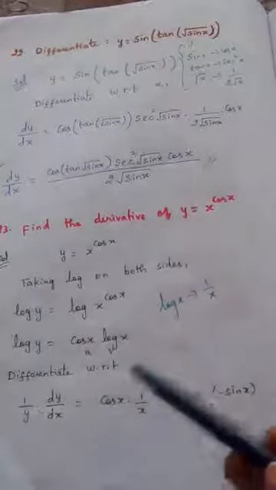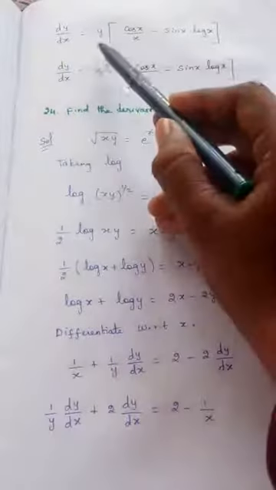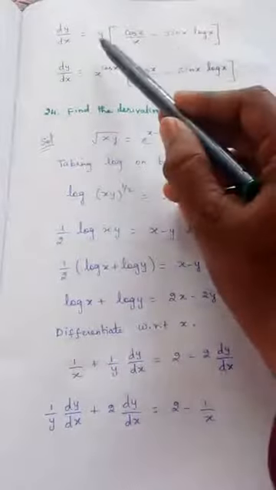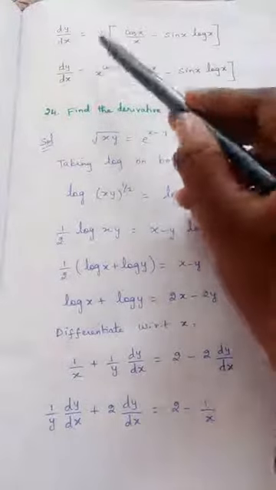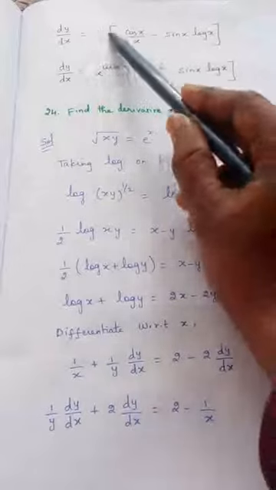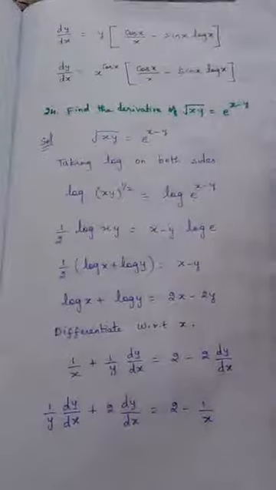So that is what we are going to do. Cross multiplying this y to the other side. What is y? It is given in the question. y means x power cos x. This is given in the question. So substitute that y, x power cos x, into this. This is the final answer.